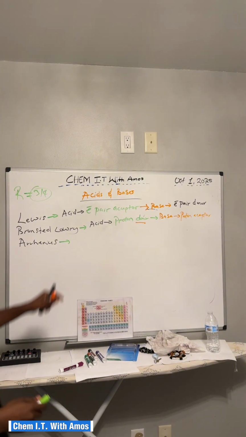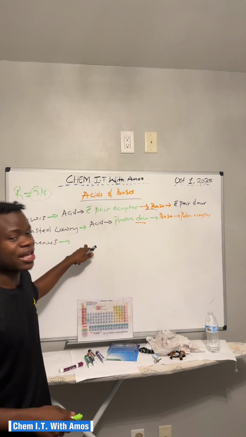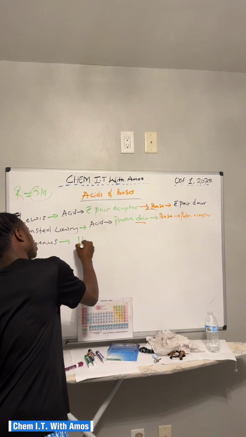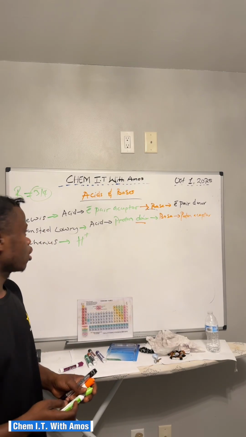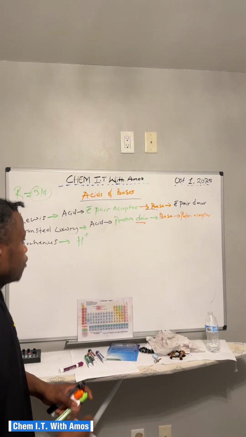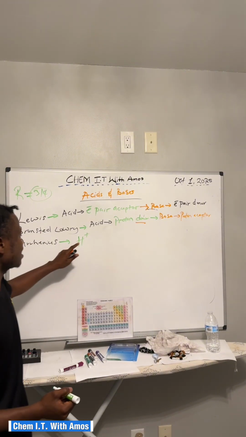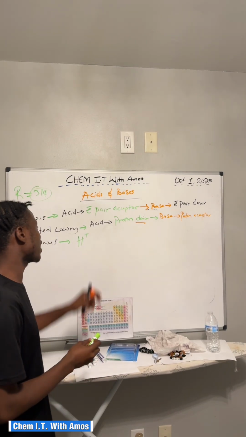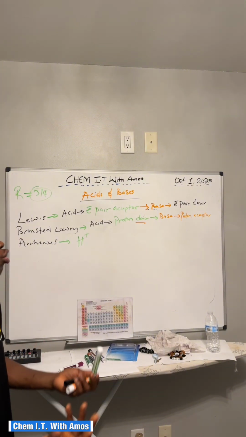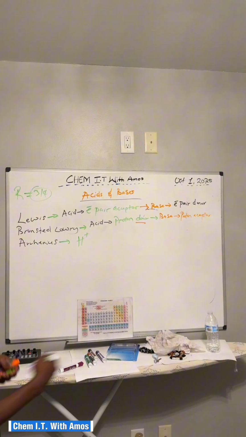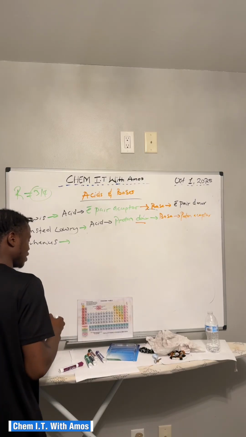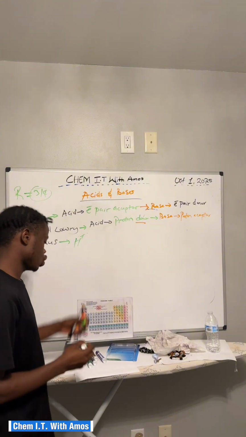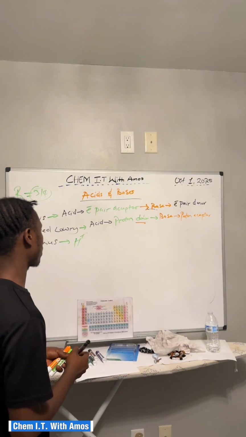I repeat, this guy said that an acid is a substance that increases the concentration of H plus in a water or an aqueous solution. He said an acid is a substance that increases the concentration of H plus in a water solution. So he defined acid as something that increases the concentration of H plus in a water or an aqueous solution.